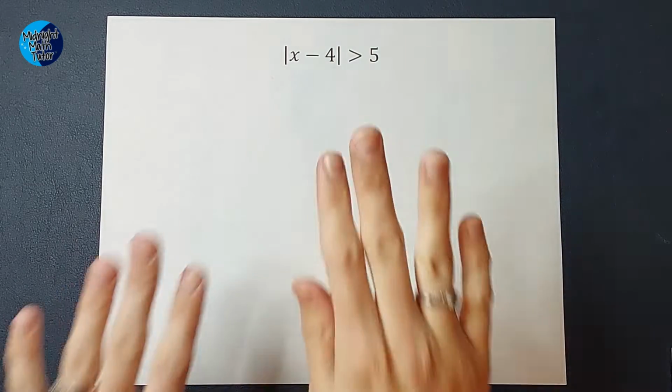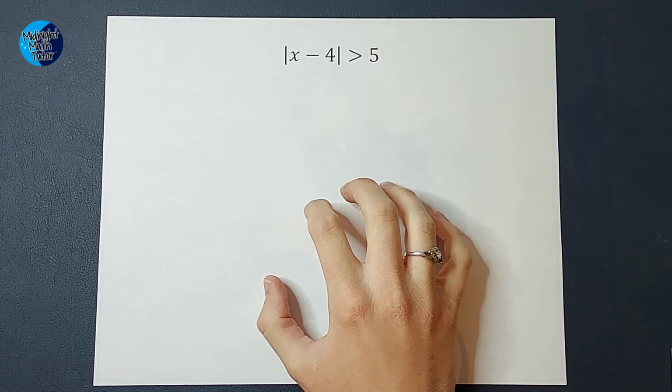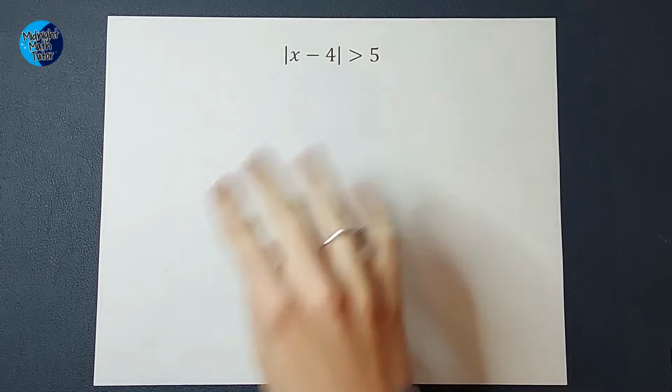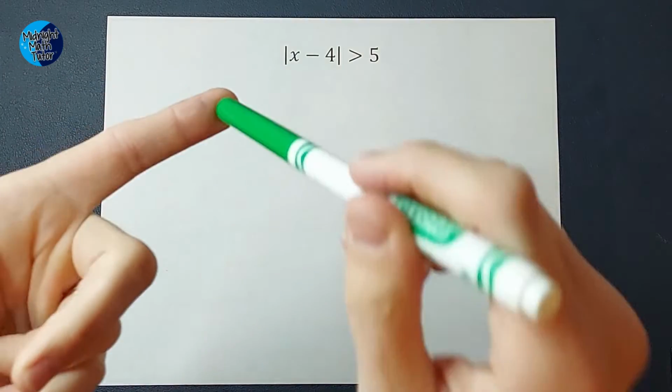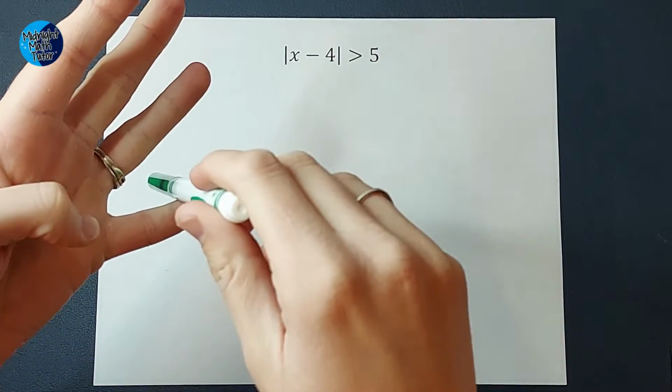Hey guys, we are looking at an absolute value inequality here, okay? When you are solving problems like these, there are four possible answers you might get. You can get an and inequality, an or inequality, no solution, or all real numbers, okay?